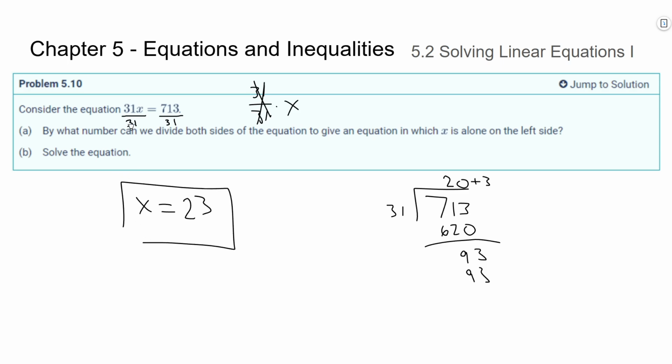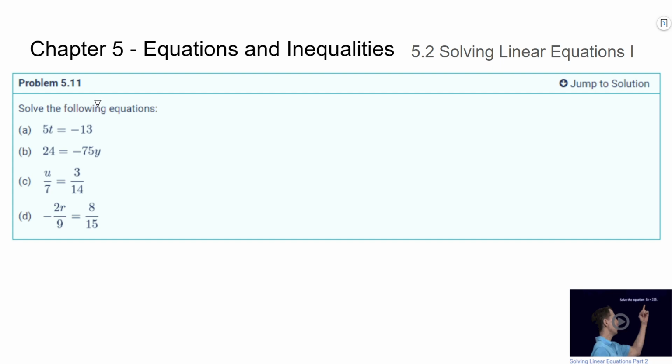X equals 23. And if we were to plug this back into the equation and say 31, and now x is equal to 23, 31 times 23, that would equal 713. And we know that because we just did the division, that 31 times 23 is going to be 713.